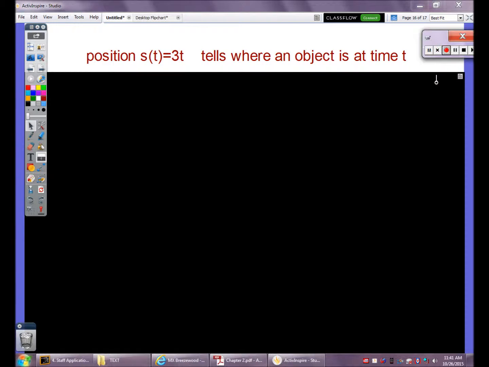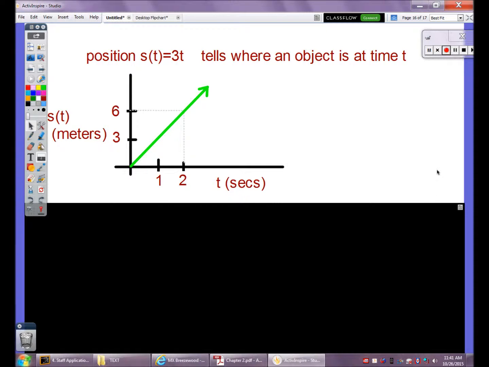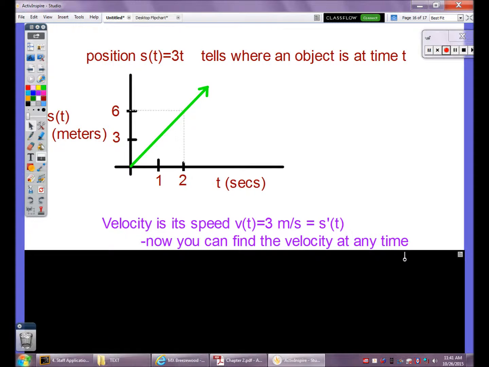I can graph s of t equals 3t. I start by plotting the y-intercept at 0, 0. I use the slope, up 3 over 1, go up 3 over 1 again, and you can connect and make the green line. I'm going to place time in seconds on my x-axis, and s of t, my position, in meters on the y-axis. I now have an equation that's going to give me the position at any time.